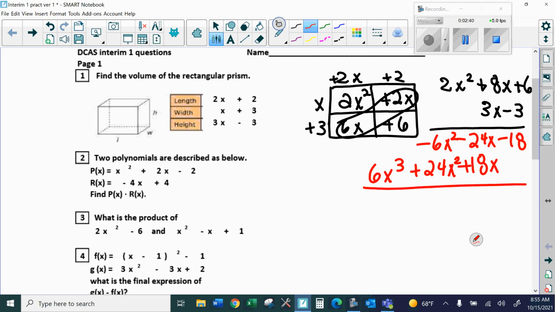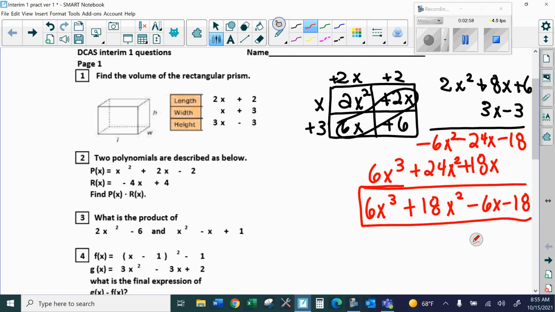Okay, and now I just add straight down. I already have them lined up. So 6x cubed, 24 minus 6 is 18x squared. Negative 24 plus 18 is negative 6x and a negative 18. And there's my answer. Okay, so you're now seeing the vertical method again, as I taught you, but now you might be reminded of the box method, and you could do it that way both times if you wanted to. I just showed you both.